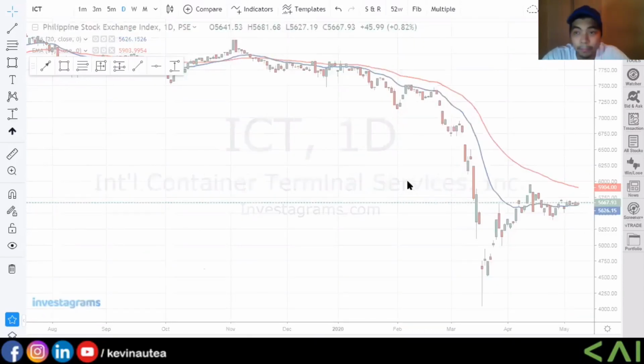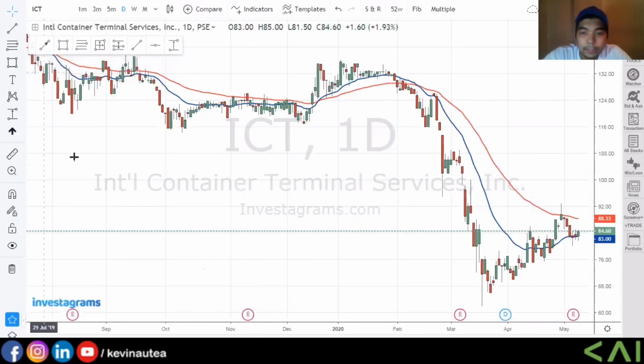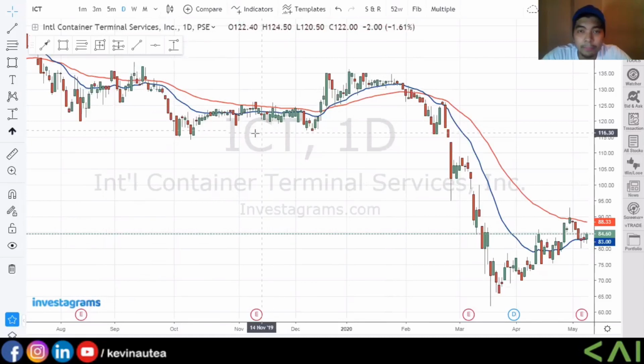So first of all, our first example, we have ICT. I have prepared examples here. For the ICT, you need to understand first that these are trend reversals. If you are looking at the sideways movement, you might be confused about where the stock will really be headed. For this one, it's not totally going down, and for this one, it's not totally going up.